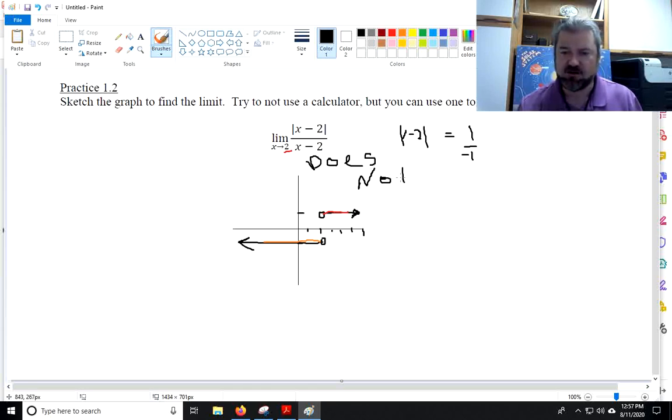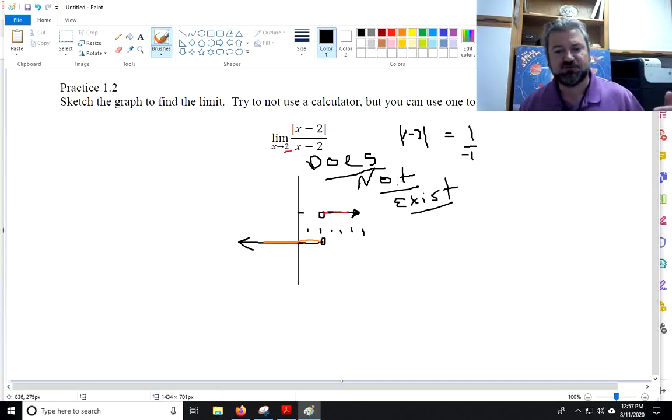In fact, it's so common, you'll see people simply write DNE, which is fine for me. Does not exist. Why does it not exist? Because they don't meet. They're not approaching the same y value from the left and from the right. And you need to be able to justify that. You cannot say the limit doesn't exist because the value doesn't exist when x equals 2. Yeah, the value is undefined when x is 2. I get that. But that has nothing to do with whether or not the limit exists. The reason why the limit doesn't exist is because you're approaching a different y value as you come at 2 from the left than you do as you come at it from the right.